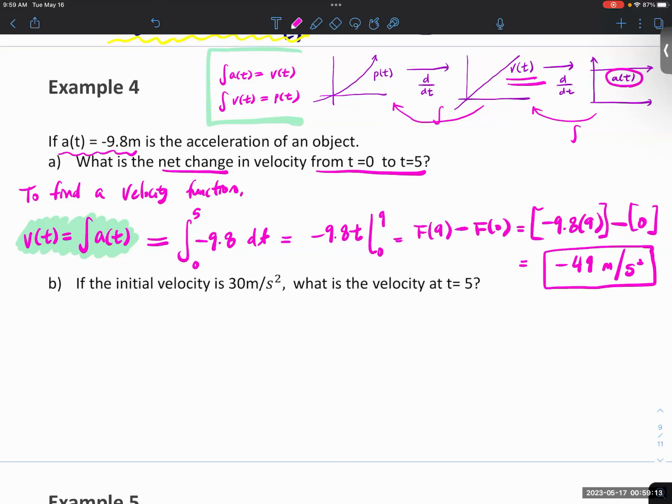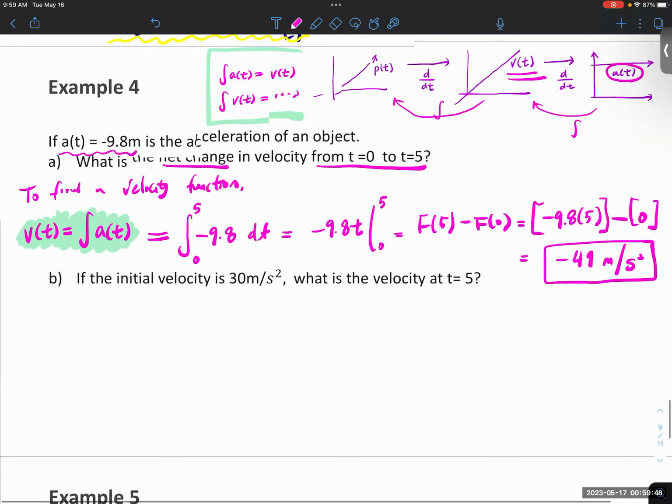Let me double check. I think I have a little bit of a typo. It's from 0 to 5, not 0 to 9. So this is 0 to 5, so I have to multiply by 5. If you calculate negative 9.8 times 5, here it should be 5. I don't know where 9 came from, but it should be 5. So that's going to be negative 49 meters per second squared. So this is the velocity from 0 to 5.